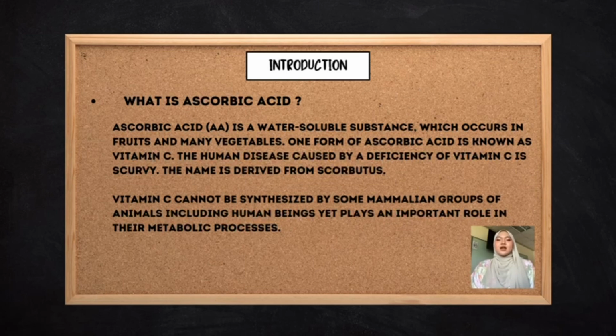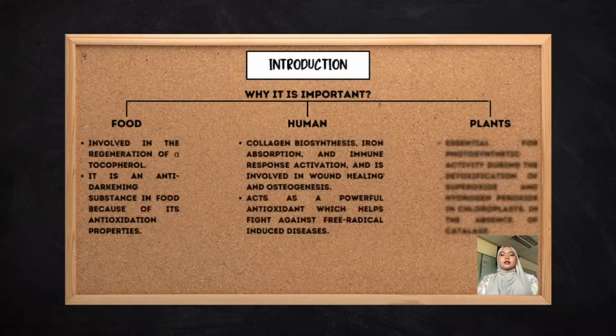What is ascorbic acid? Ascorbic acid, or well known as AA, is a water-soluble substance which occurs in fruits and many vegetables. One form of ascorbic acid is known as vitamin C. The human disease caused by a deficiency of vitamin C is scurvy. The name is derived from scorbutus. Vitamin C cannot be synthesized by some mammalian groups of animals, including human beings, yet plays an important role in their metabolic processes. The next introduction is why it is important.